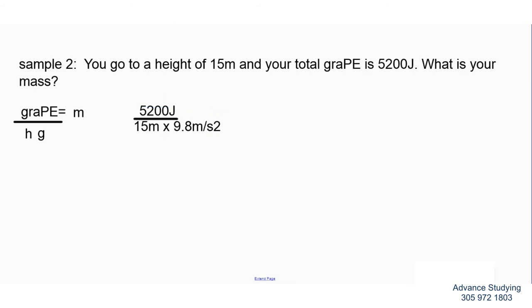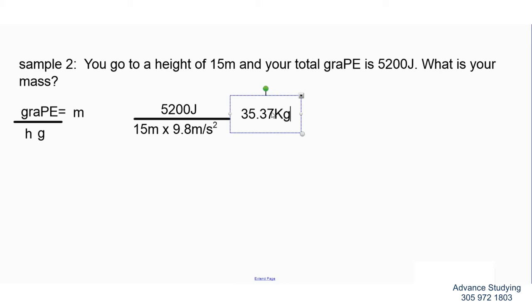Okay, let's do the math and see what we get. When you plug in 5200 joules divided by the multiplication of 15 times 9.8, be careful how you plug in those values. I get 35.37, and that would be kilograms. You're not a heavy person, only 35 kilograms, like 70 pounds, a little more than that.